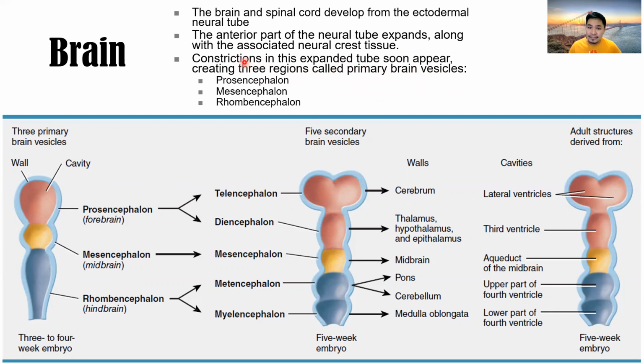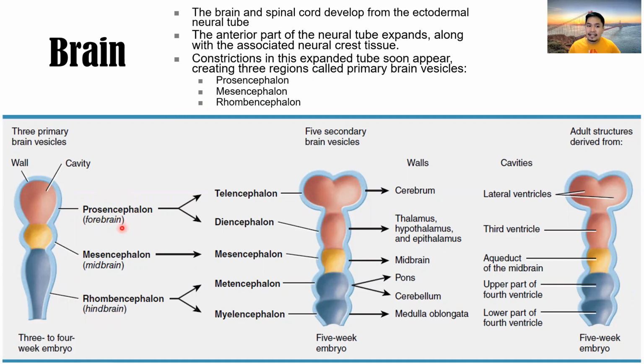So the constrictions are called your primary brain vesicles, particularly in about 3 to 4 weeks of gestation in the embryo. So the three primary brain vesicles are your prosencephalon, mesencephalon, and rhombencephalon. So these are the three primary brain vesicles. Prosencephalon is your forebrain, mesencephalon is your midbrain, and rhombencephalon is your hindbrain.